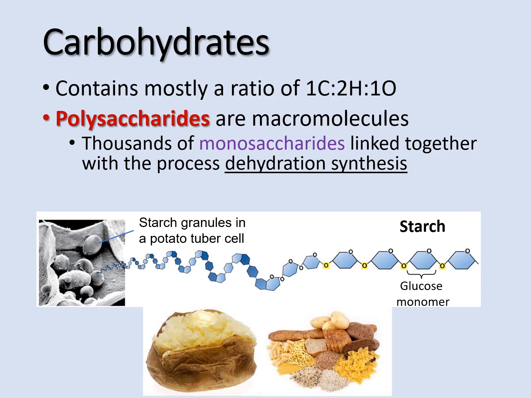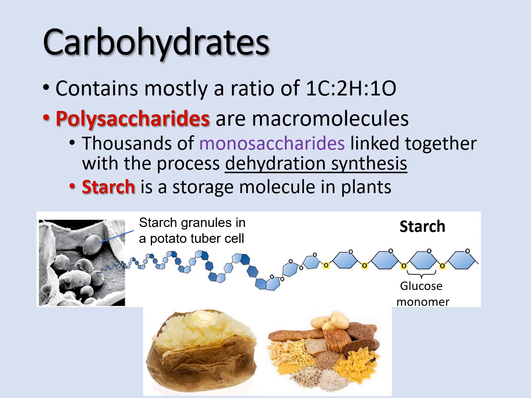So now our last group of carbohydrates are called polysaccharides. Okay, so polysaccharides are macromolecules, so they're really large, and they're composed of thousands of monosaccharides linked together. And how do we link them together? We dehydrate them, right? So we take away water and we link them all together in dehydration synthesis. So this is our example as starch.